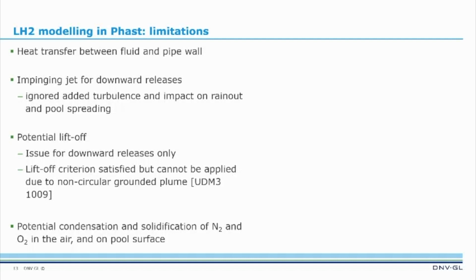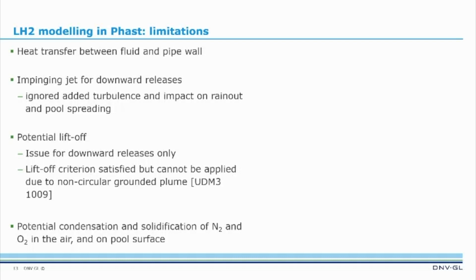We're all aware of the limitations here, and it's still early days in terms of validation. There's a lot of data there. We've only really started looking at it. I've already mentioned the heat transfer, the impinging jet on the ground. We only have a very simple representation of the interaction with the ground, so there's likely to be uncertainty around that.